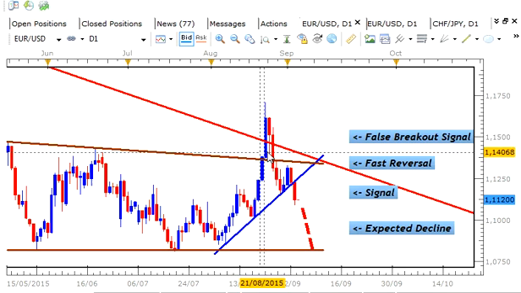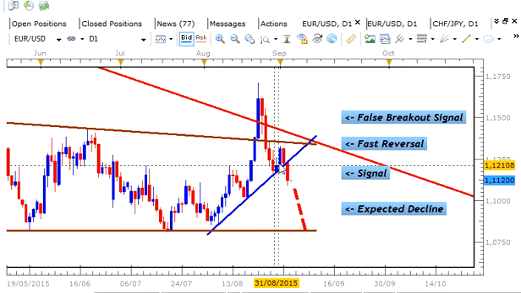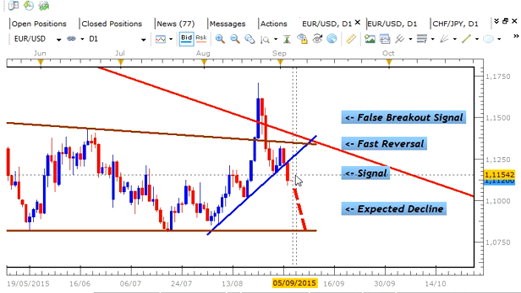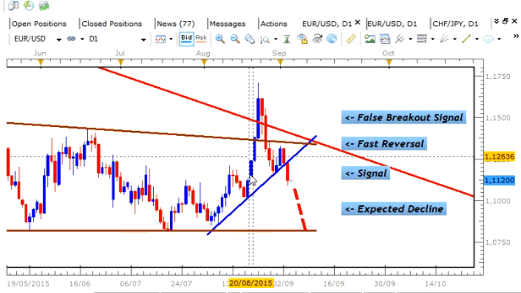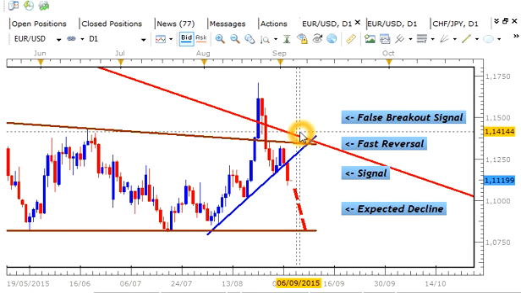Traders who were unaware of this, unfortunately, would have been affected by this. But now that you're seeing an opportunity to take advantage of this reversal, you can make up for any losses that you may have incurred at this area here. So this is a false breakout. This is a very typical example of a false breakout reversal situation.